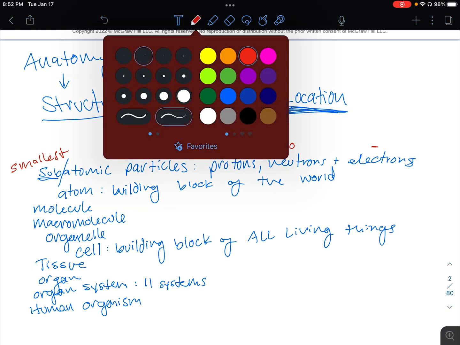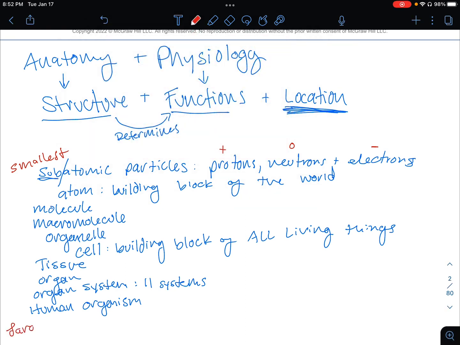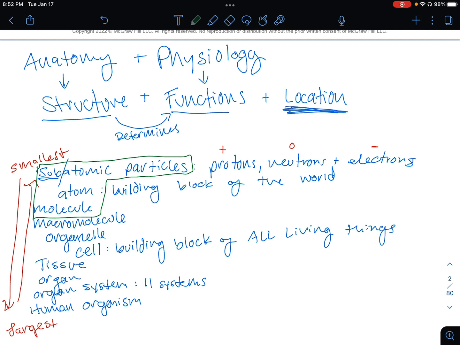So now we have finally gotten to the largest. Remember, we need to know from smallest to largest and from largest to smallest continually. And today we are mostly going to be talking about our subatomic particles, up to a molecule: molecule, atom, and our subatomic particles, that we are going to be going over for our chemistry.